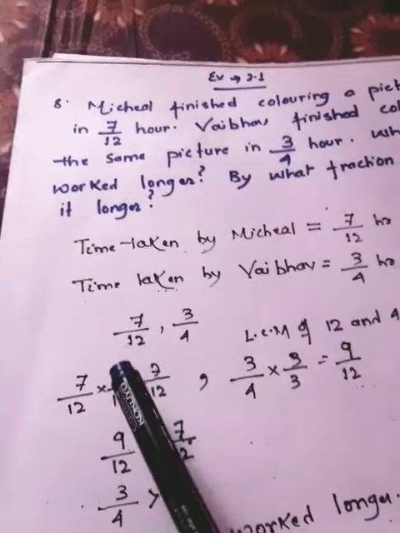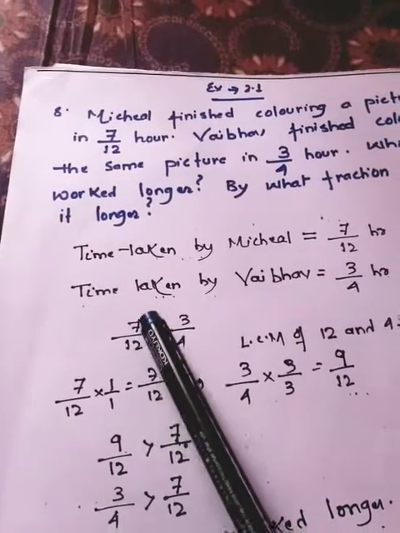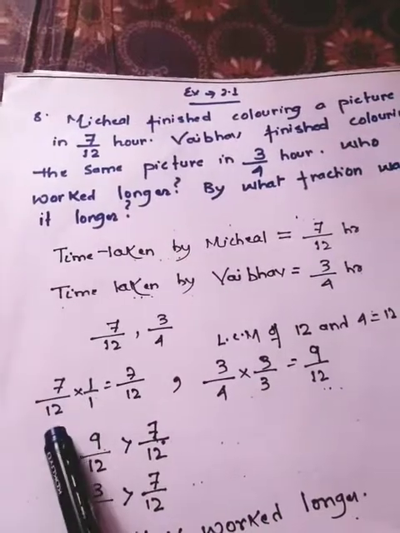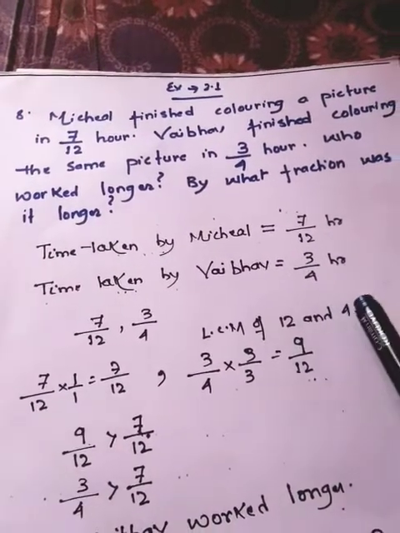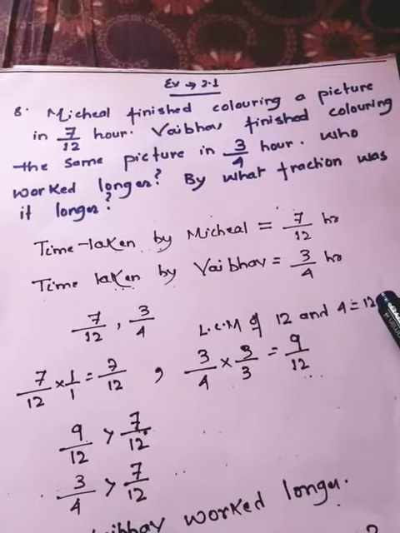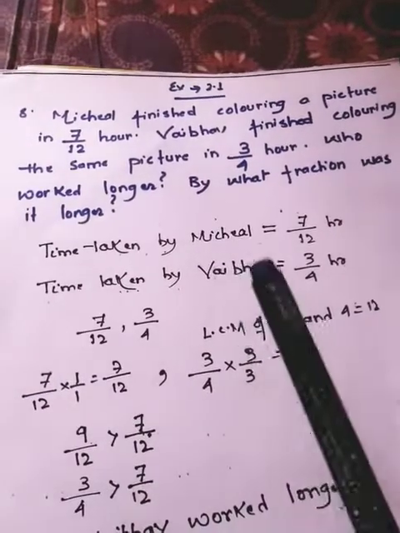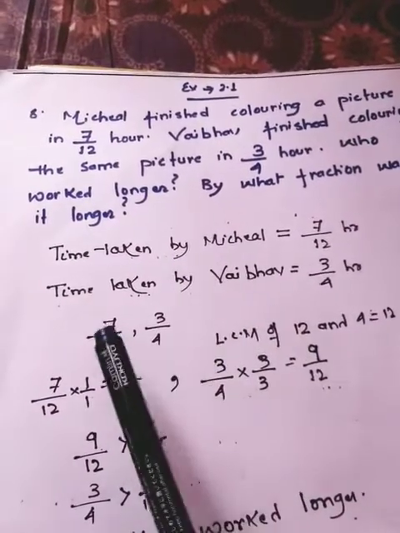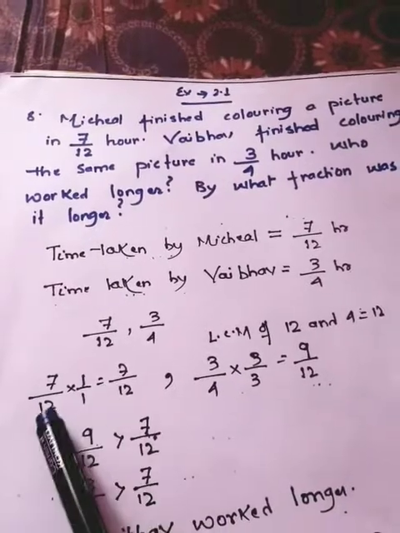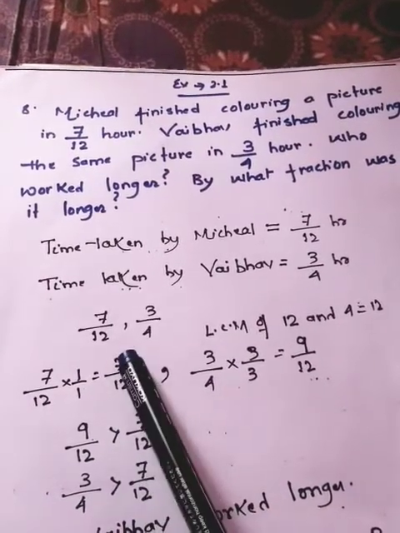Now the next step is that we write the first fraction, that is 7 by 12. What is the denominator here? 12. And what is the LCM? 12. So we divide this LCM by this denominator. What answer will we get? 1. With that 1 we multiply the numerator as well as the denominator. So we get the required answer as 7 by 12.